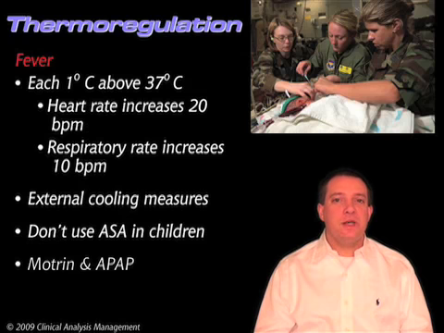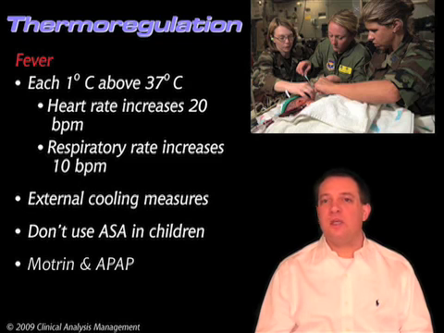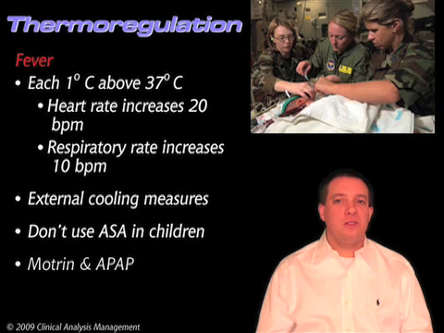Okay, when we talk about fever in kids, remember that for every degree Celsius that the kid's temperature goes above 37 degrees, we should expect to see their heart rate go up by about 20 beats a minute, and their respiratory rate go up by about 10 breaths a minute. Remember that when we're using external cooling measures, that's absolutely an appropriate thing to do. We just want to make sure that they're not damaging to the skin, and that we're not cooling the child so quickly that we make them start to shiver, because that would be counterproductive. They're just going to start to generate more heat. So we want to be judicious in cooling, and as a general rule, we want to cool kids fairly slowly.